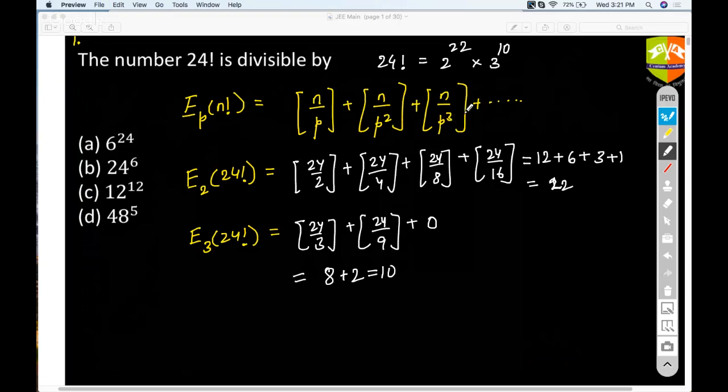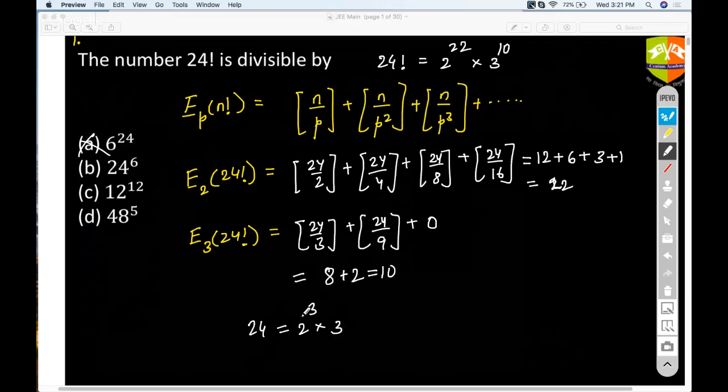Now if you see, a factor of 6 can be made a maximum of 10 times. So option 1 cannot be correct. Now let's try to make 24. To make a 24, I would need an 8 and a 3. So we know that 24 is made up of 2 cube and one 3.